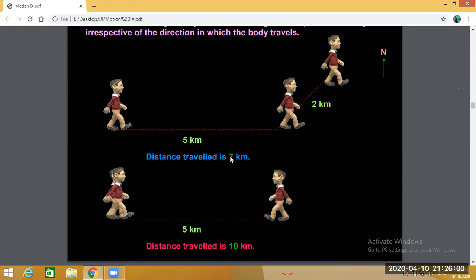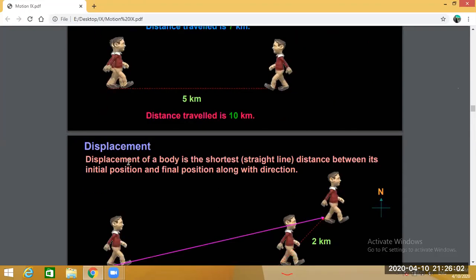So try to understand. Now come to the point of displacement. Displacement of a body is defined as the shortest distance on a straight line.